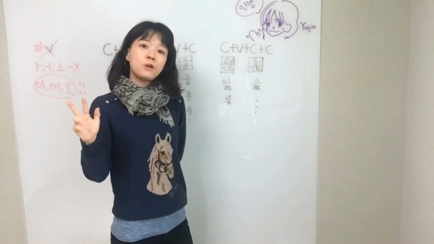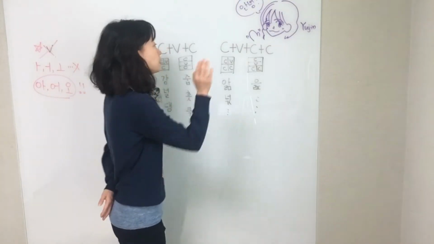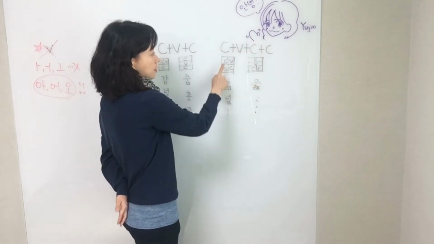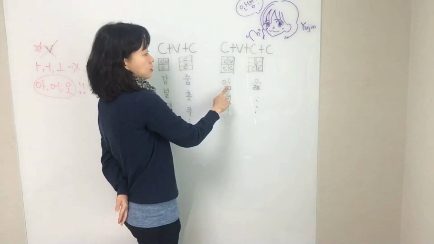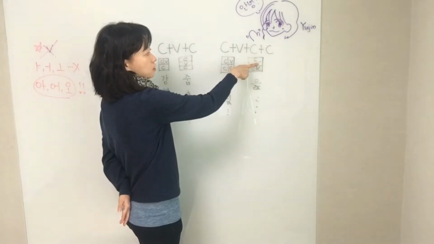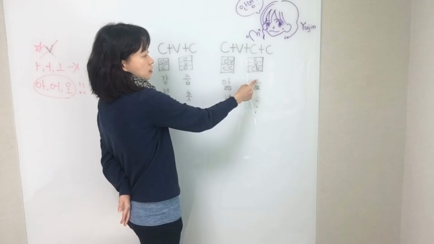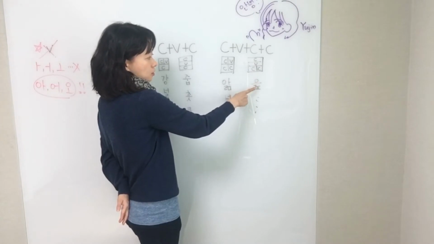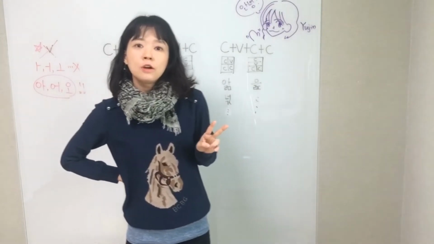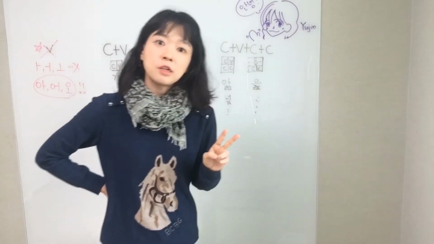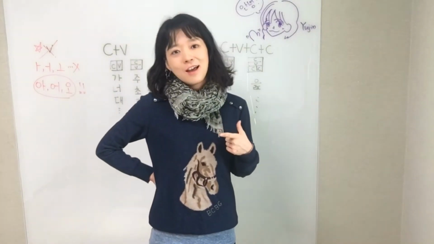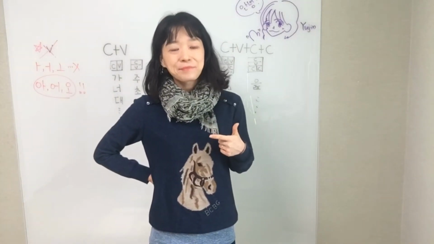And the third combination is like this: consonant, vowel, consonant, consonant. However, in Korean, 2 consonants can be used in final position, but they have just one sound. And we learn it this time.